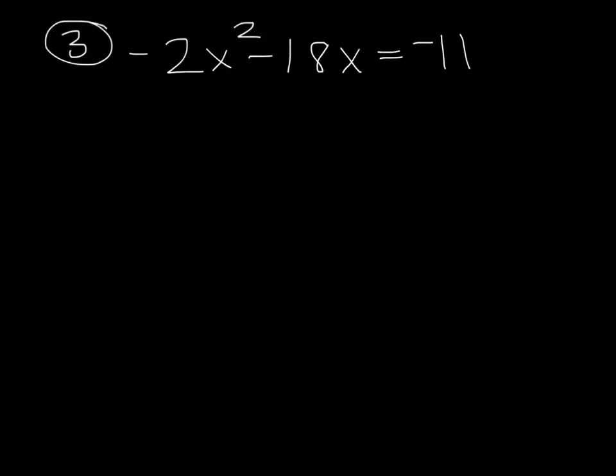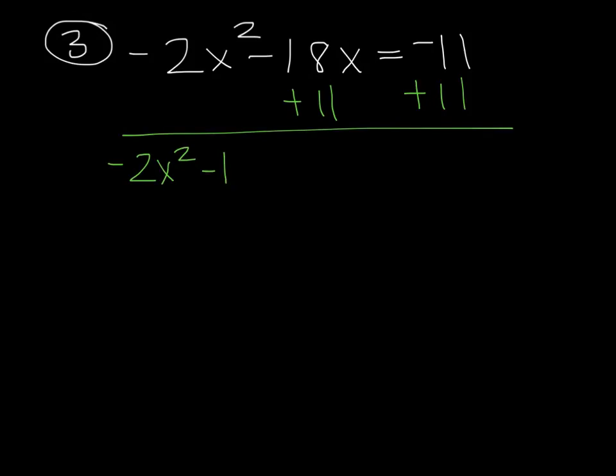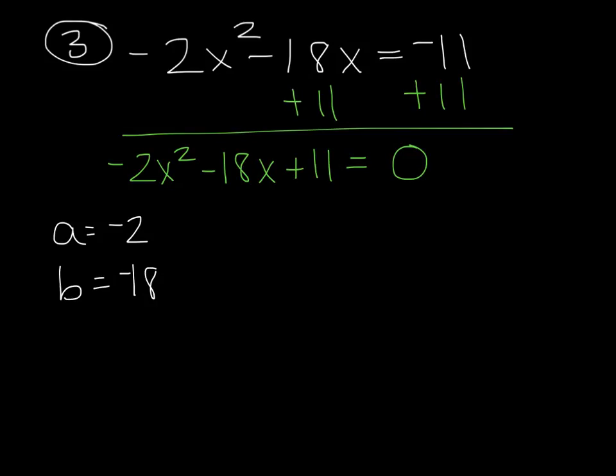All right, number 3. So we have it equal to negative 11. That's the first thing I noticed. So we need to get rid of that negative 11 to make it equal to 0. The opposite of negative 11 is add 11. So that's going to give me negative 2x squared minus 18x plus 11, because I can't add the 11 to anything because there's no like terms there. So now I just list my a, b, and c from here. So a is going to be negative 2, b is negative 18, and c is positive 11.